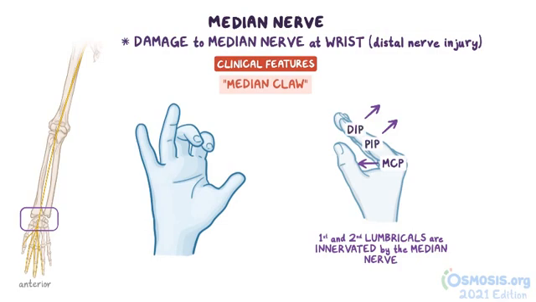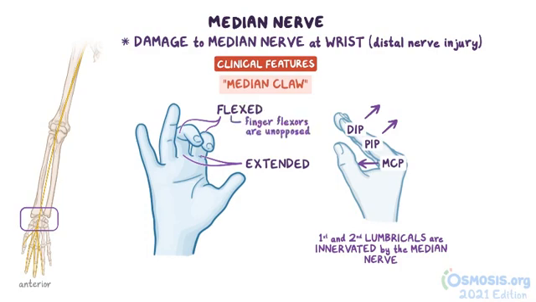If the median nerve is injured, the opposite occurs. So at rest, or when the patient tries to extend all the fingers, the index and middle fingers stay extended at the MCP, and the DIP and PIP stay flexed, especially since the finger flexors are unopposed, resulting in the median claw.